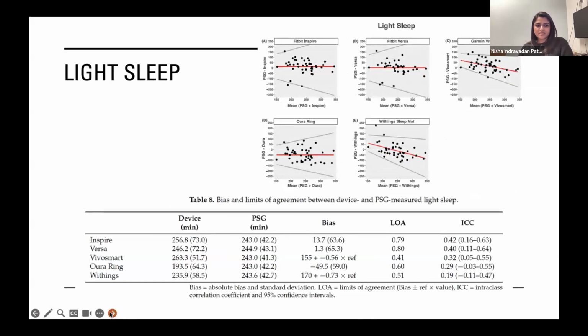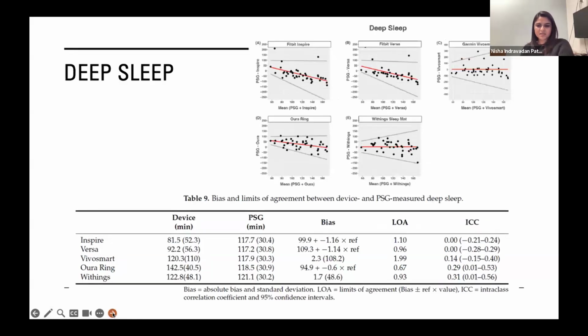And then for light sleep, it looks like all of them, once again, I think actually no, Inspire and Versa and Vivio Smart overscored, but then the Oura Ring and the Withings underscored, but they all did not have appropriate agreement. And then for deep sleep, in terms of overscoring, it looks like the Vivio Smart overscored for a bit, or the Oura Ring overscored, and then the others were slightly underscored.